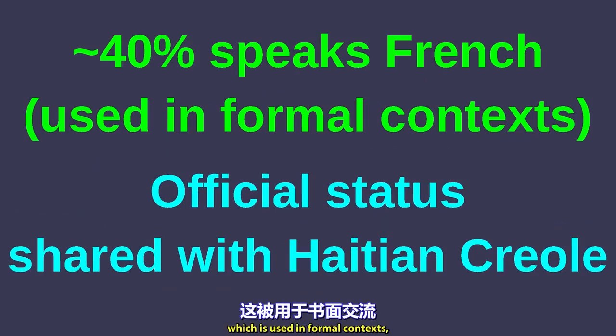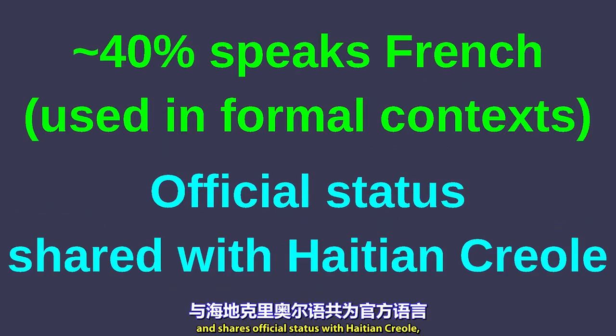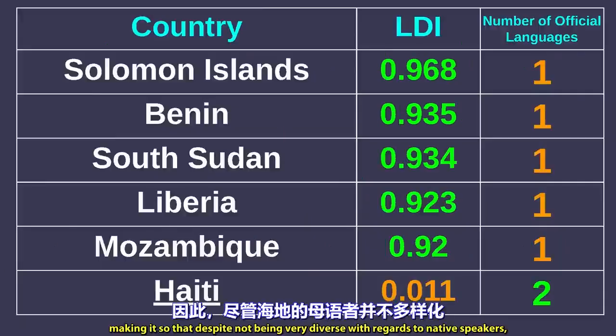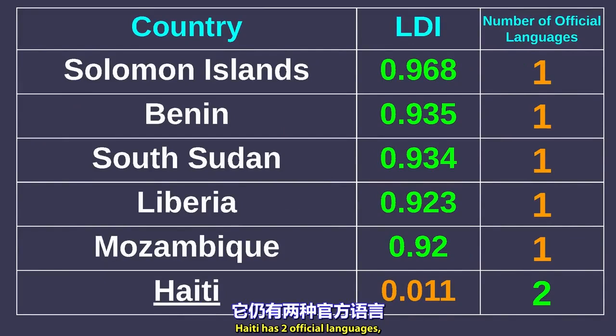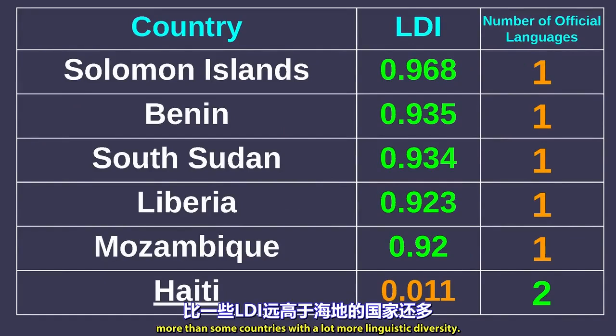Haitian Creole is the native language of virtually everyone in Haiti, though about 40% of the population also speaks French, which is used in formal contexts and shares official status with Haitian Creole, making it so that despite not being very diverse with regards to native speakers, Haiti has 2 official languages, more than some countries with a lot more linguistic diversity.